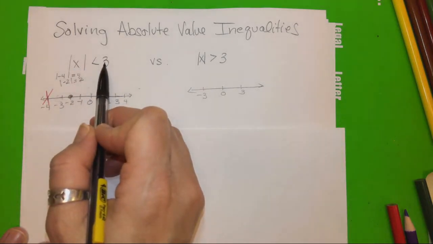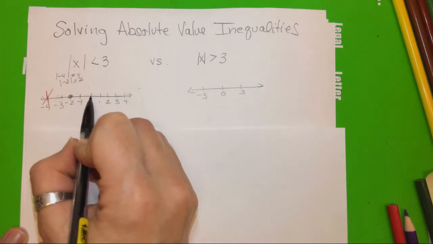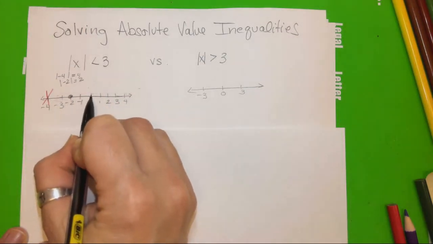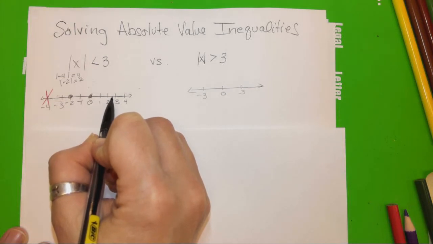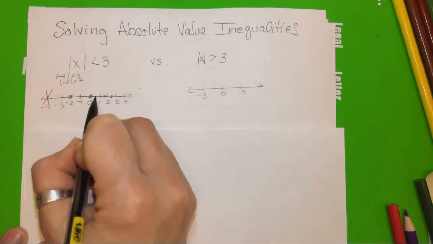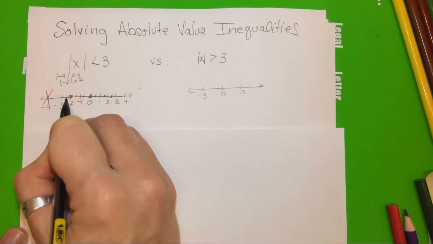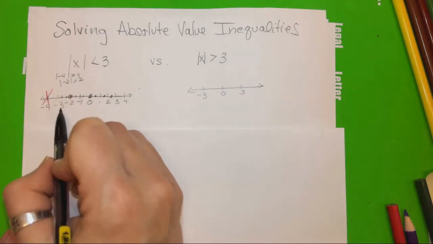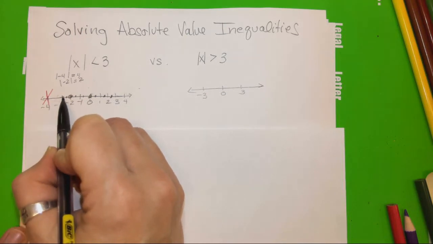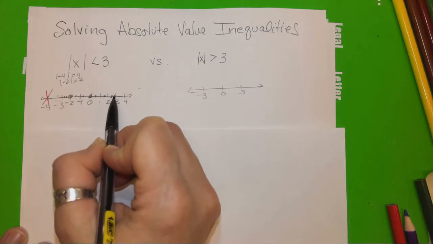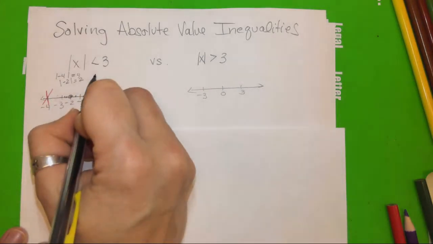Well, what about 0? Is the absolute value of 0 less than 3? Well, the absolute value of 0 is 0. Is 0 less than 3? Yes. What about 2.5? The absolute value of 2.5 is 2.5. 2.5 is less than 3, so that works. So basically, all of these numbers inside of here, except, does -3 work? The absolute value of -3 is 3. Is 3 less than 3? No, it's not. So it's all the way up to, but not including, 3.